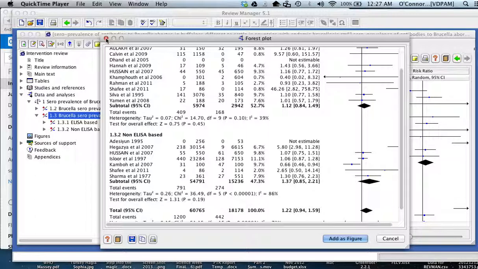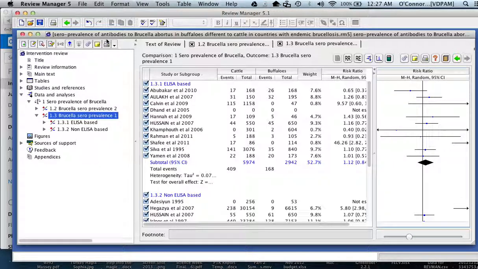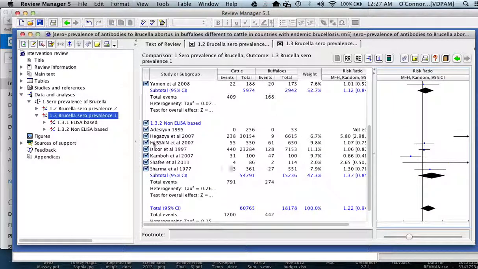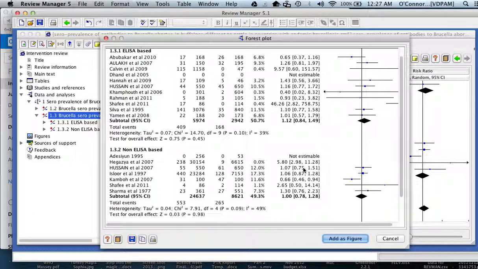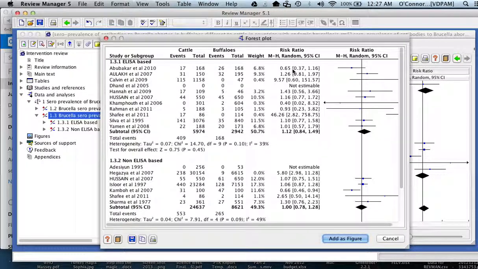So we'll go and have a look at removing a couple of studies, but I'm less comfortable with doing that in this situation, but we'll have a look at it. So I'm going to have a look at removing this Hegazia study. And if we do that, we really see that we reduce the heterogeneity and reach the same conclusion that we have in the Asian countries and in the ELISA-based, that there's not an enormous amount of evidence that the seroprevalence in cattle is different to the seroprevalence in buffalo.